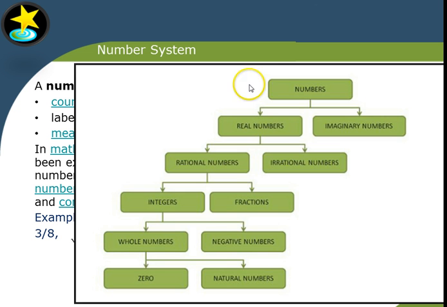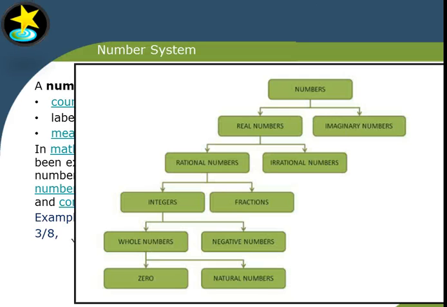Now, this is pretty much the structure, or you can say the different fragments of numbers, and you can look at it both ways. You can look at it with a top-down approach, or a bottom-up approach. We'll talk about it with some examples as we move on.